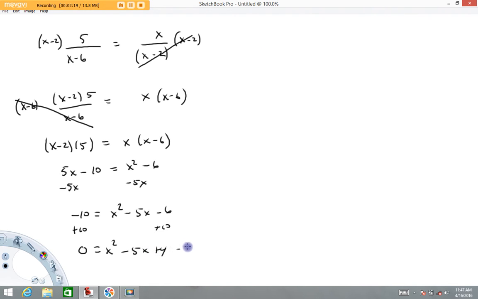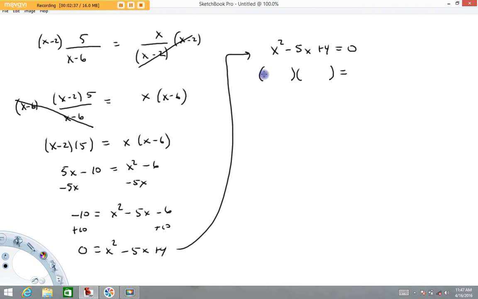So I'm going to go ahead and take this over here, rewrite it, and change the order, because I like my quadratic equations on the left. So we have x squared minus 5x plus 4 equals 0. So now this is solved by factoring.